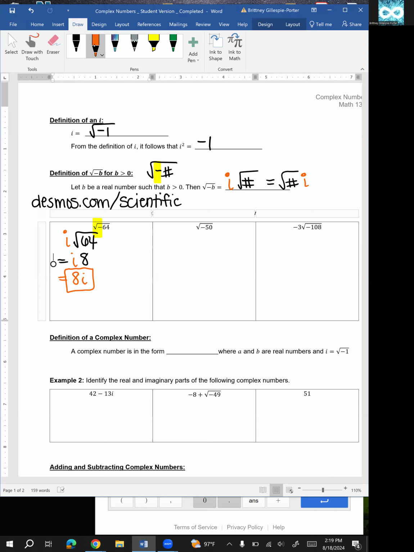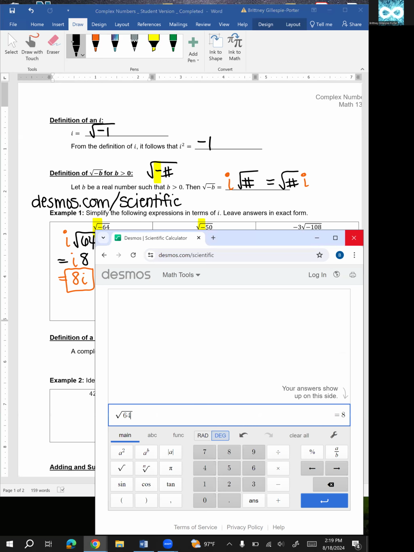Let's look at our next one. We have the square root of -50. There's a negative under the square root on the 50, which means we're going to take out an i. And I have i square root of 50. So I go to my calculator, I take the square root of 50, and I get a decimal.